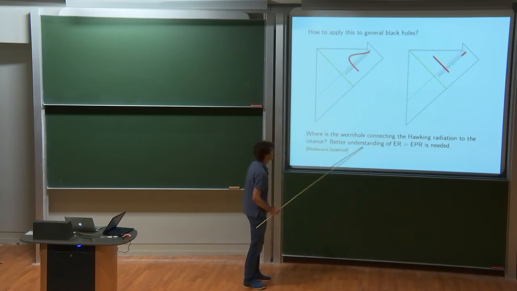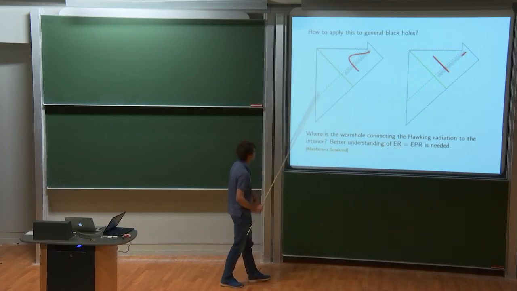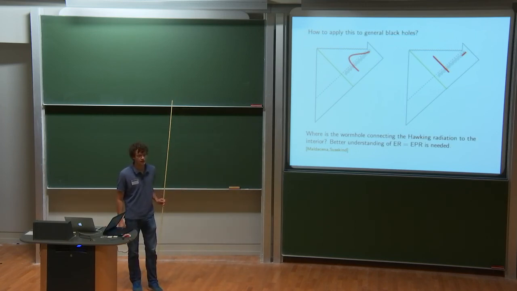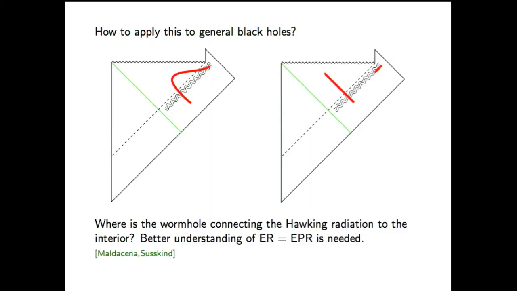That was basically the content of this ER equals EPR conjecture of Maldacena and Susskind. And until we have a detailed understanding of that, we won't understand whether this is viable or how the information escapes from the black hole. But this is my hope. This is my hope for how it does it.